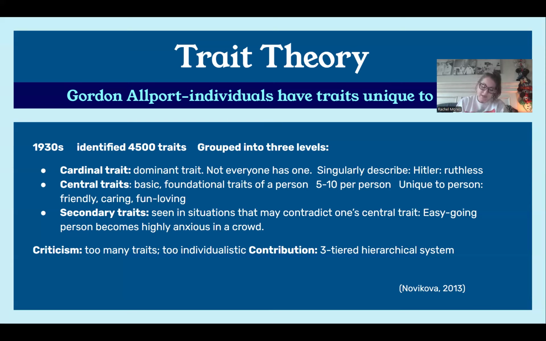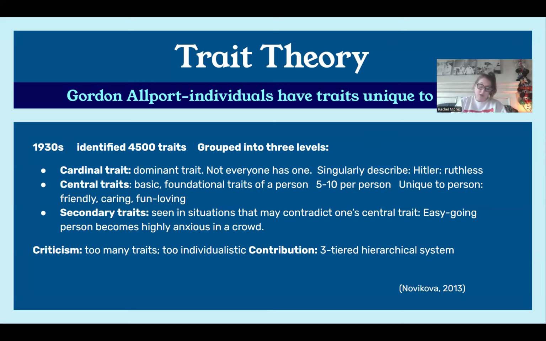Okay, anyways. All right, he identified 4,500 traits that could be used to describe individuals. And then he organized these traits into 3 levels: your cardinal, your central, and your secondary. A cardinal is your dominant trait. Not everybody has one of these. But if you do have a cardinal trait, it is so dominant that it is singularly described for that person. So for example, it would be Hitler. Hitler was ruthless. That's all he is. When you think of Hitler, what is the one thing that you think of? That would be his cardinal trait.